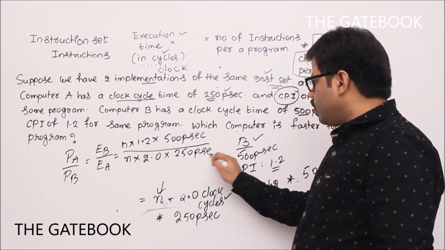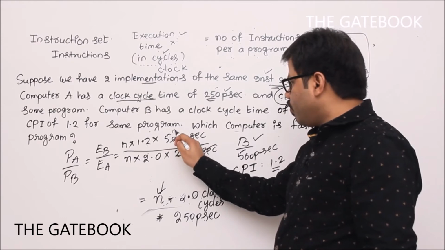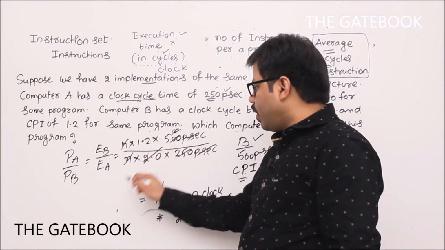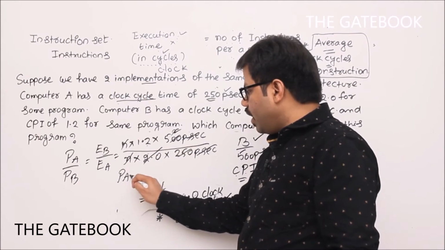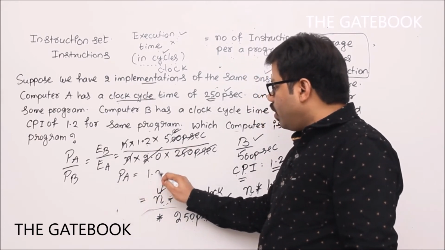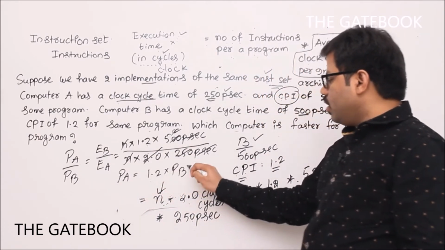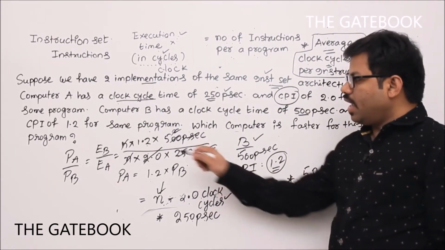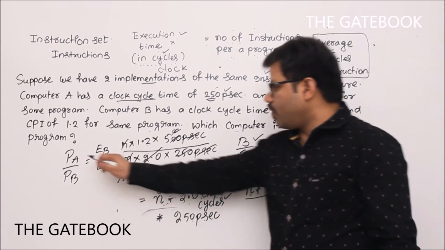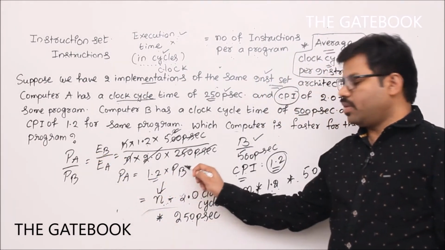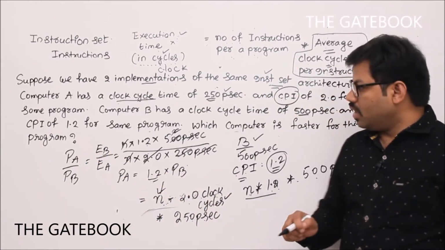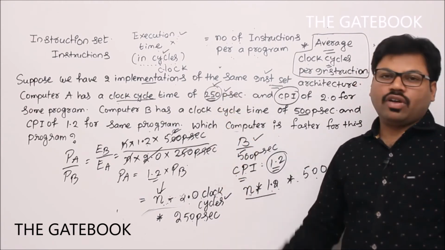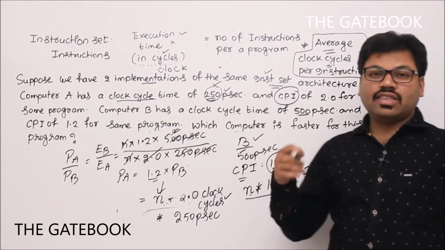So now picoseconds will be cancelled. 250 to the 500. So 2 cancelled, n cancelled, then 1.2. That means performance of A equals 1.2 times performance of B. See now, CPI is less here, but still A is faster, correct? Performance of A equals 1.2 times performance of B. What is the reason? Because of the clock cycle time. Here clock cycle time is only 250 picoseconds, but in B it is double.